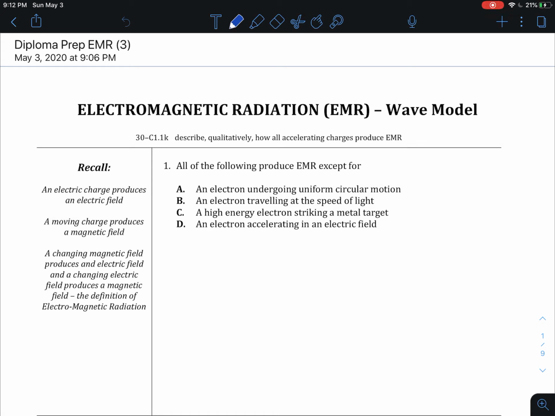All right, so here's some review for you guys. The electromagnetic radiation, the wave model. There's a few questions on this, followed by a few questions on the quantum model. This would be material that I normally do for a diploma prep course that I usually do through Metro. So I'll just give you this information.